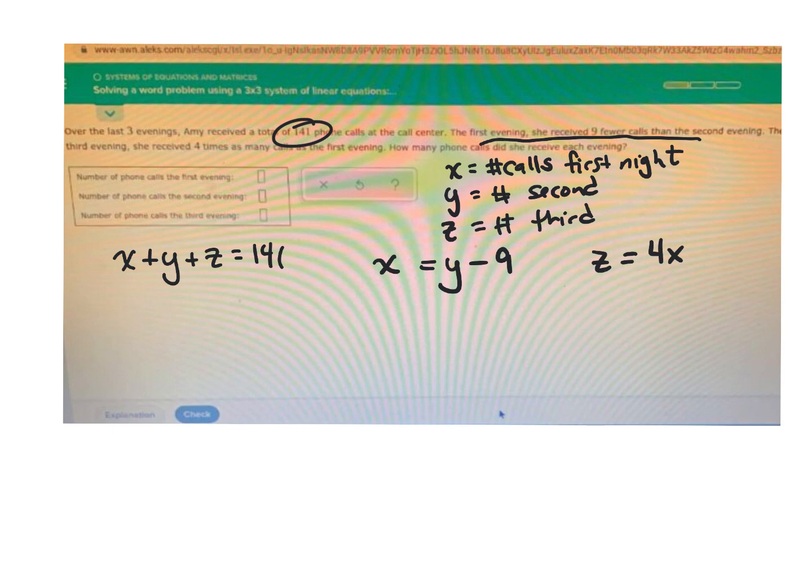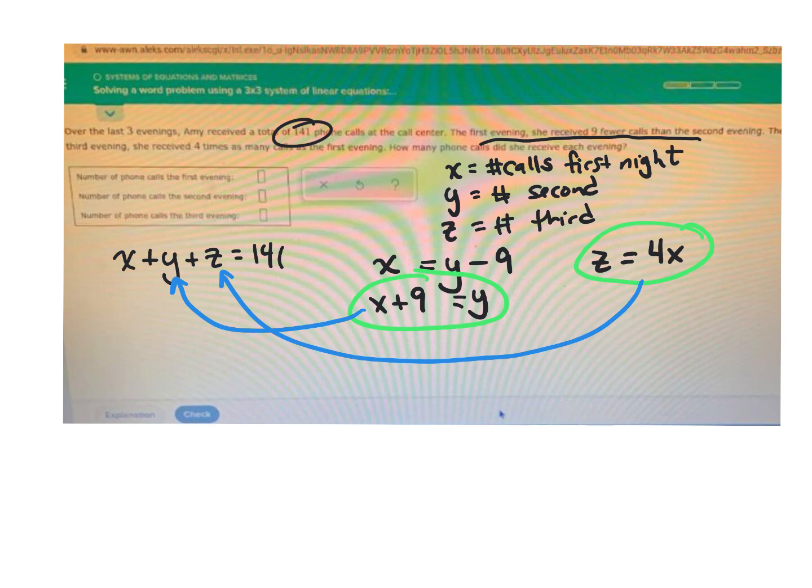So again, I would go ahead and solve this for y. So we get y equals x plus 9. And so now the nice thing is we have z equal to something with an x and y equal to something with an x. So we can plug these in. I'll plug in x plus 9 for y and 4x in for z, and we'll get an equation we can solve. So if we look at this, we get x plus y, and y is now x plus 9, plus z, but z is now 4x, equals 141.